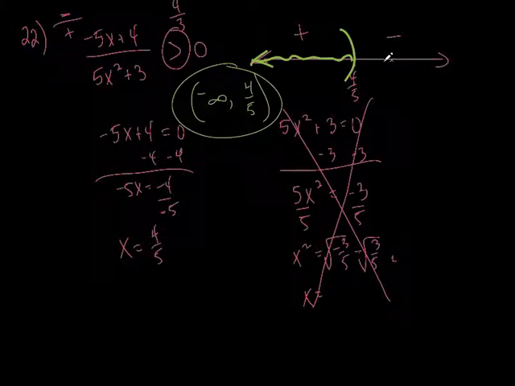Right? So you put it on here, then you check to the left, check in the middle, check to the right, and see which ones satisfy this inequality. So we're just looking for the ones that are greater than 0, positive. That's why we just picked all these numbers over here. We good with that? All right.